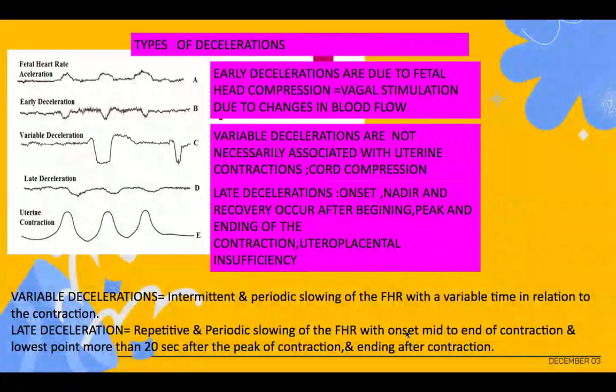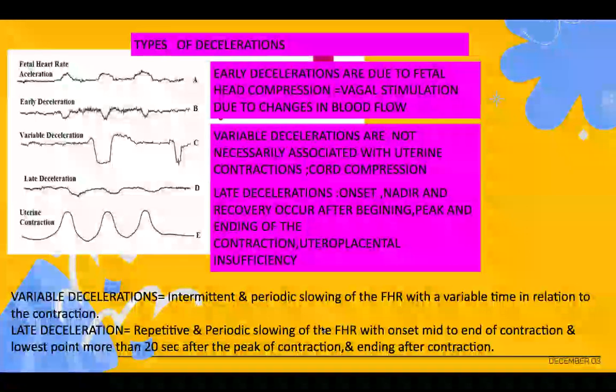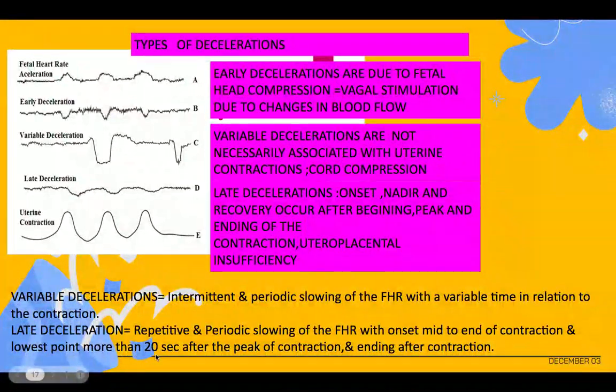Now listen, with onset, when a late deceleration starts, the onset is mid to the end of the contraction. Onset is not with the start of the contraction. It starts when the contraction reaches its mid part or its end part. At that time, the heart rate is dipping. And the lowest point is more than 20 seconds after the peak of the contraction has gone, but the deceleration has not gone. These timings are not necessary to remember, right? This is just to make it more understandable.